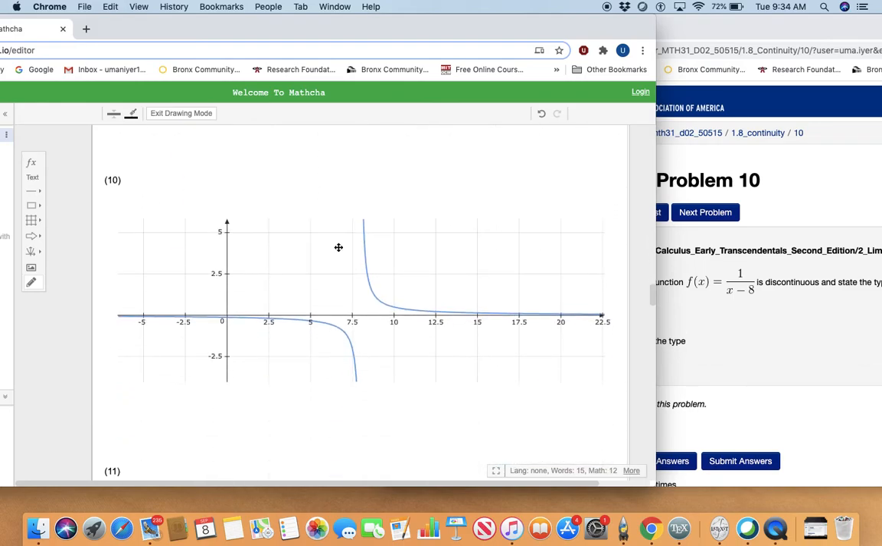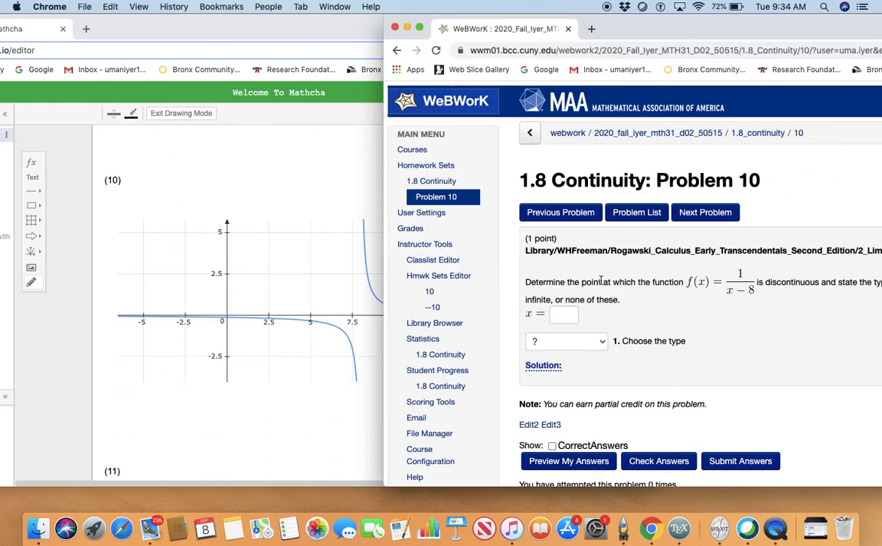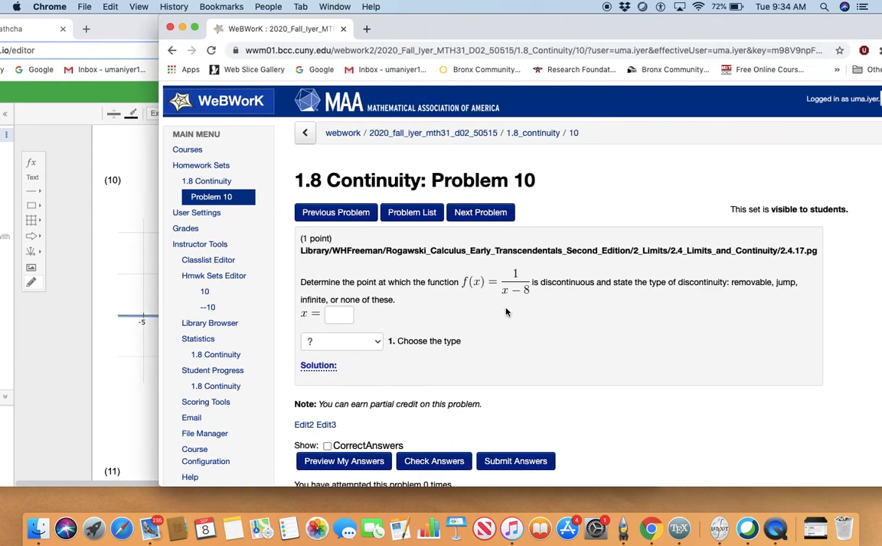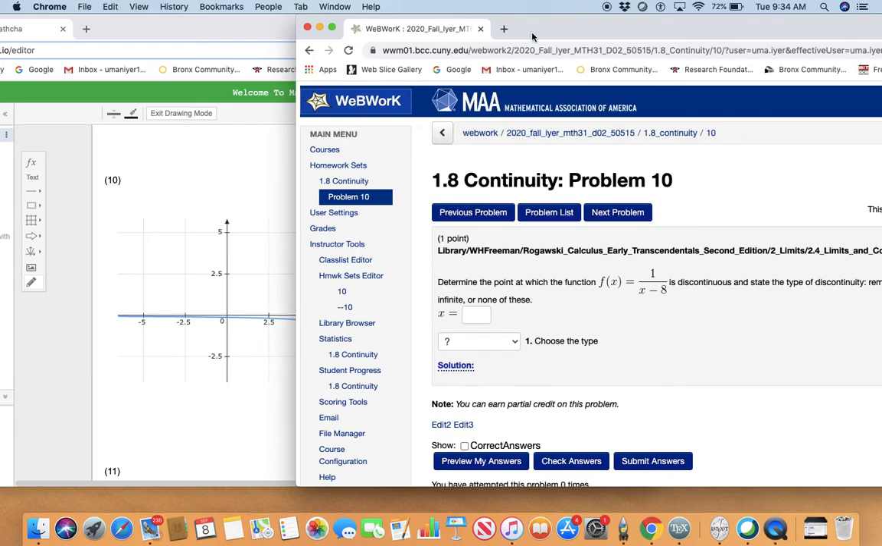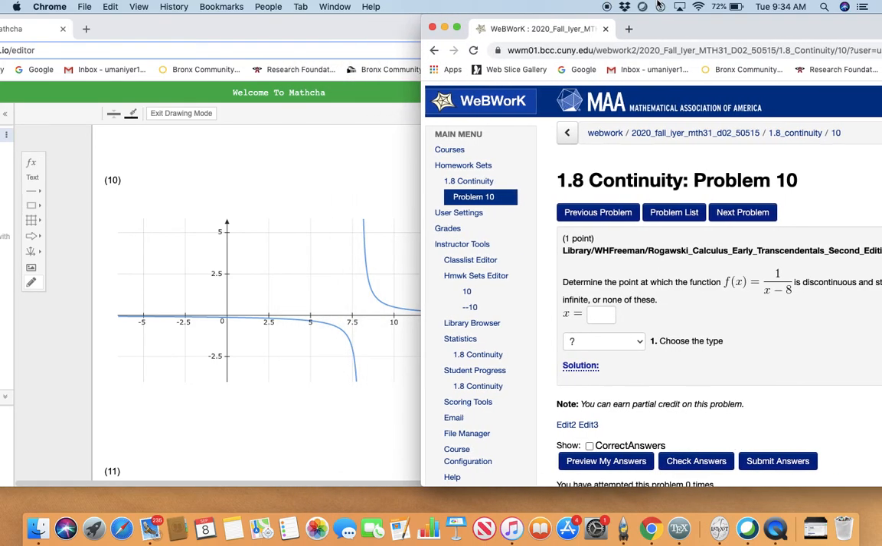All right. Next question. Determine the point at which the function 1 over x minus 8 is discontinuous. Well, you know the graph of this. You can use pre-calculus or use any gadget here. So this is the graph. 1 over x minus 8 is nothing but 1 over x shifted to the right. So somewhere here, what kind of a discontinuity is it? It is an infinite discontinuity.